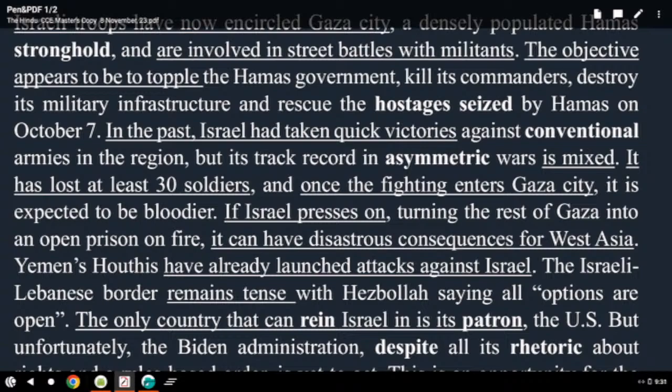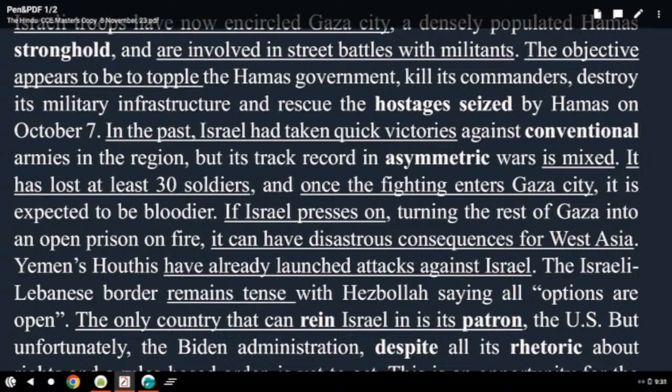In the past, Israel had taken quick victories against conventional armies in the region. This talks about a different battle, so it compares past and present. In the past, Israel had taken, which tense is that? Past perfect. Active voice or passive voice? Active voice. Had taken quick victories against conventional armies in the region. Traditional armies in the region, they had the upper hand.